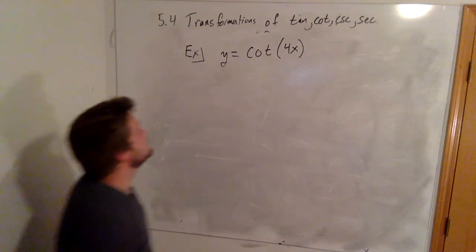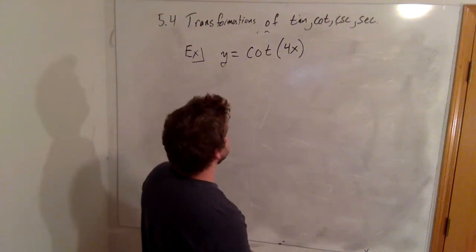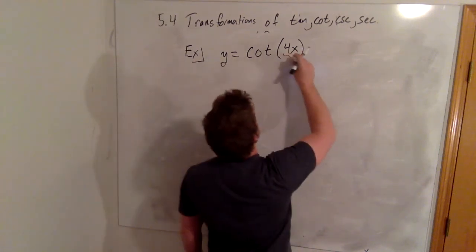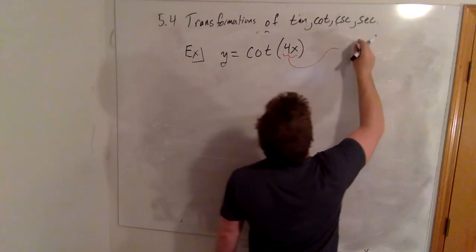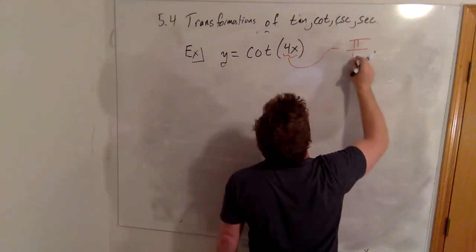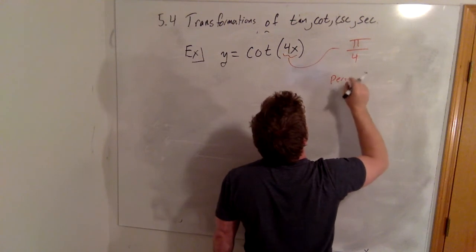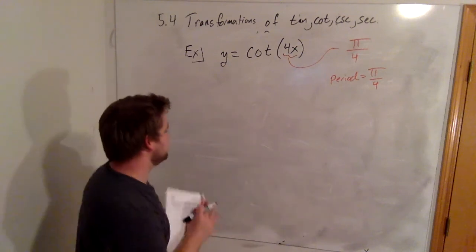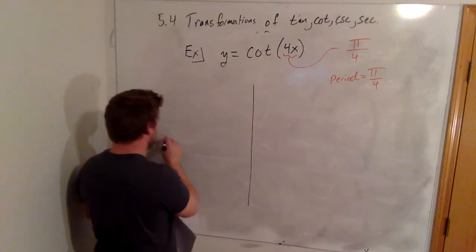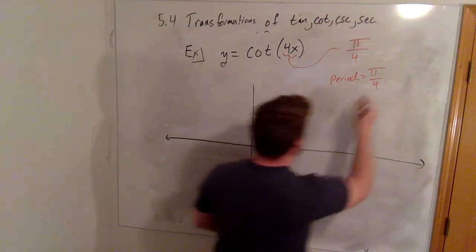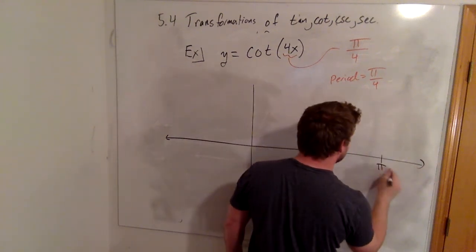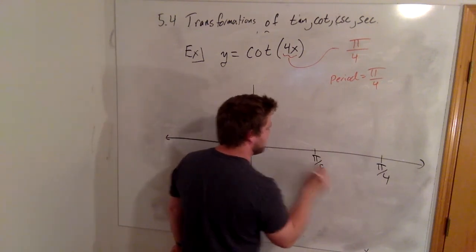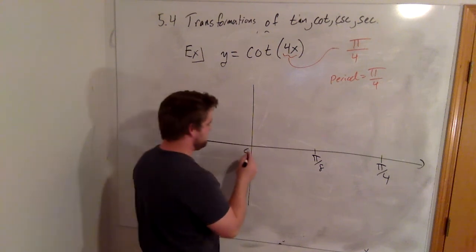Okay, let's do it. So I have cotangent. Let's first think about the period. Remember, tangent and cotangent have a period of pi. So if I want to know the period of cotangent of 4x, that's going to be pi divided by 4. So here's our period. Okay, so let's sketch that. Now I'm at pi over 4. Now I only need to cut this one in half. So I will be now at pi over 8. And here I'll be at 0.